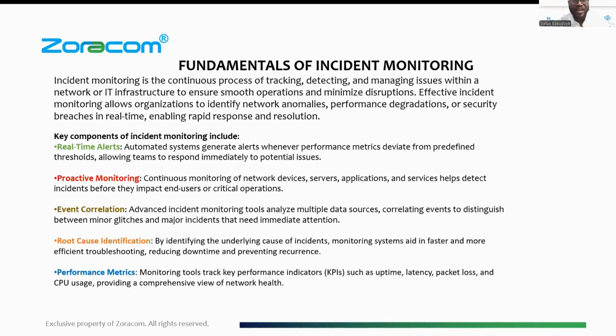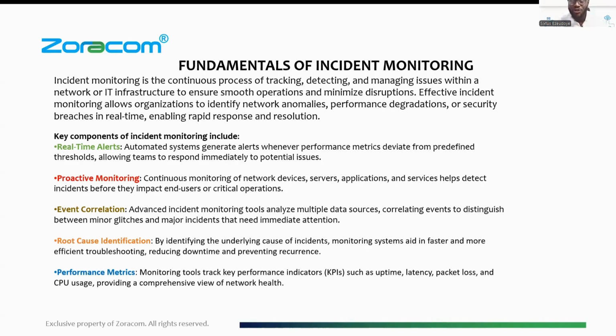Putting in place an effective incident monitoring allows organizations to identify network anomalies, performance degradations, or security breaches in real time, enabling rapid response and resolutions. The 5 key components of incident monitoring are the real-time alerts, proactive monitoring, event correlation, root cause identification, and performance metrics. By real-time alerts, it means that automated systems generate alerts whenever performance metrics deviate from predefined thresholds.